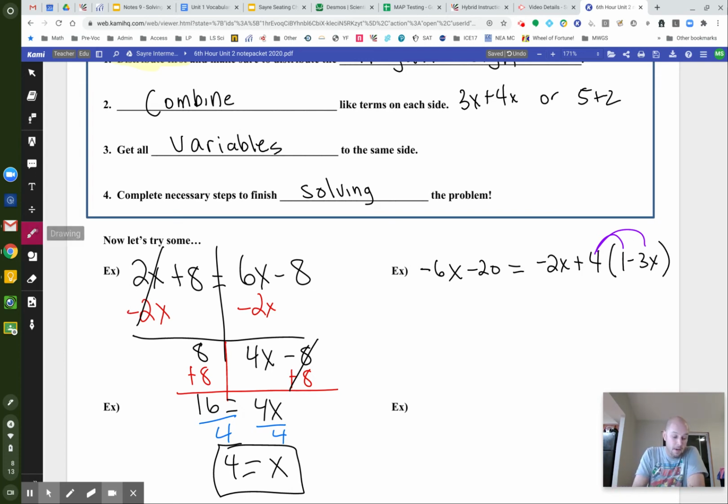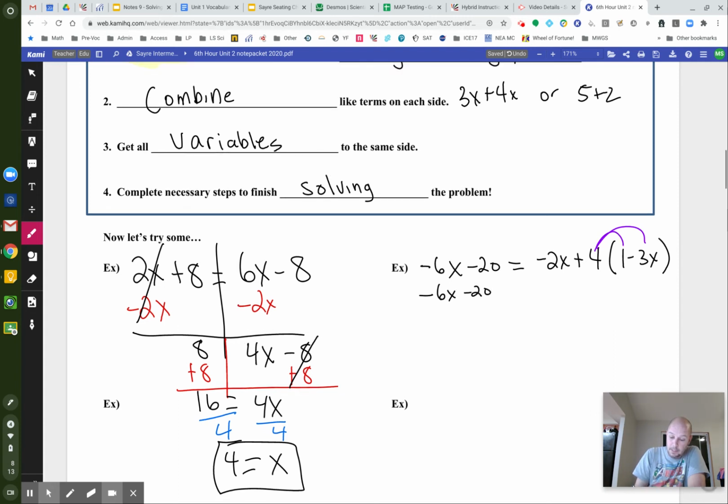So what that gives me after I multiply is this stays the same, negative 6x minus 20 equals negative 2x plus 4 minus 12x. Okay? Because when I distribute, you multiply. 4 times 1 is 4. 4 times negative 3 is negative 12. Now, the second step says combine like terms. So if I look over here, all right, I have an x term and a constant. No combining needed. Over here, though, I have these two.